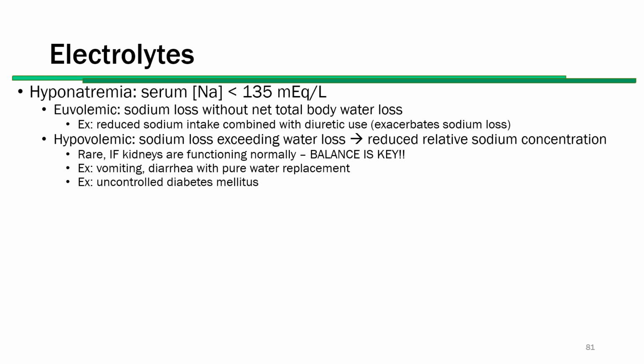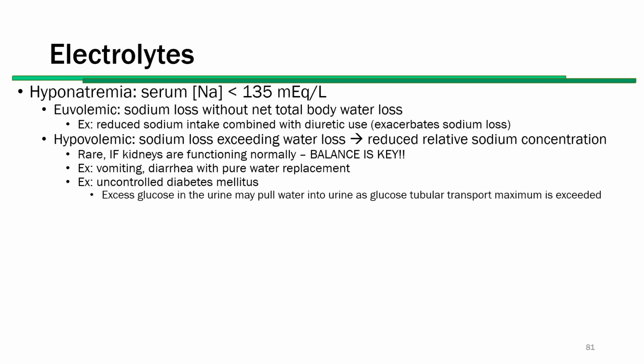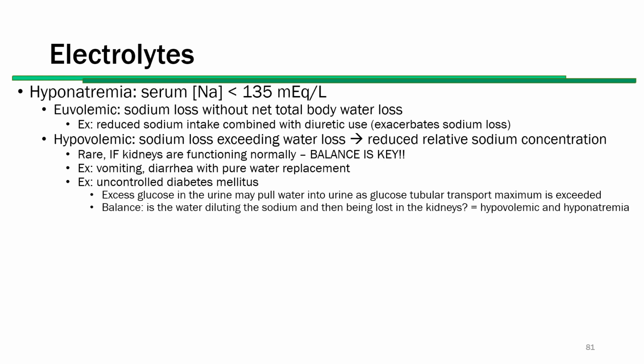Uncontrolled diabetes mellitus. I mentioned that with the last one too, but yes, it can also impact hyponatremia. In this case, the excess glucose in the urine may pull water into the urine as that glucose tubular transport maximum is exceeded, but the water can dilute the sodium. So the balance is the water diluting the sodium and then being lost in the kidneys. That's hypovolemic and hyponatremia.